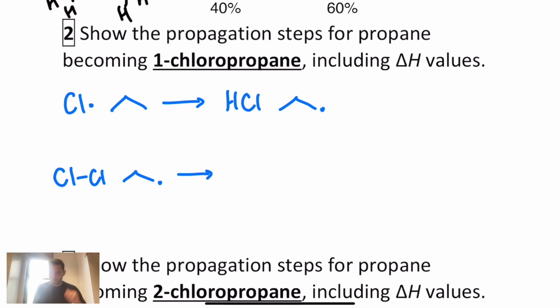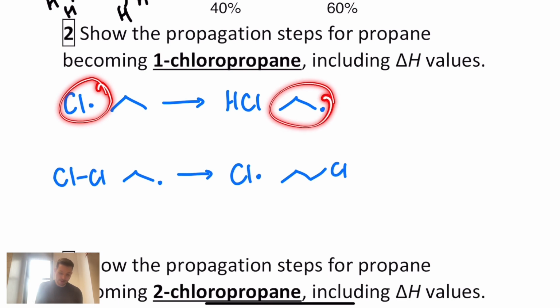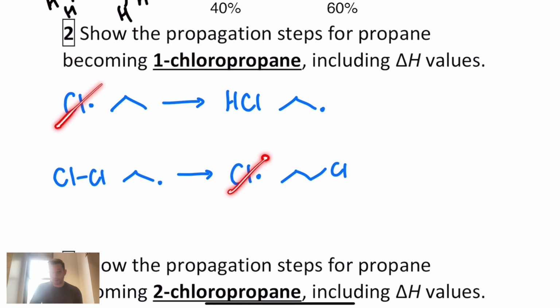It'll actually take one of those chlorines, liberating just another Cl dot, and you get your product, your 1-chloropropane product. Remember, these are propagations. Radical becoming a different radical, and it's catalytic in the chlorine radical.